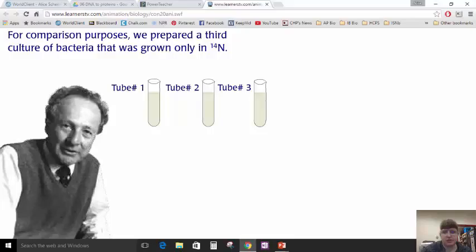And then the second replication. So for comparison purposes, they created a third culture of bacteria that was grown only in the nitrogen-14.